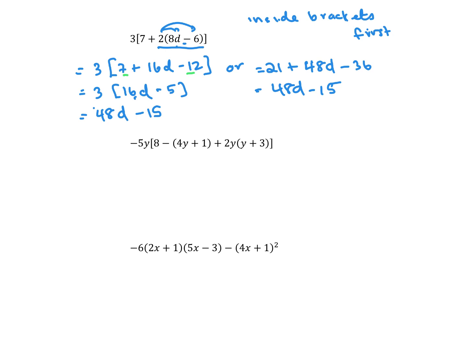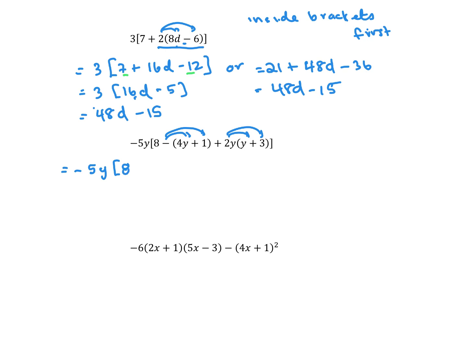So I'm going to do the inside brackets first. So this is like taking the opposite of this one, or multiplying by negative 1. And then this one is multiplied by 2y. So I'm going to do that both in one step. So the negative 5y we'll leave till later.